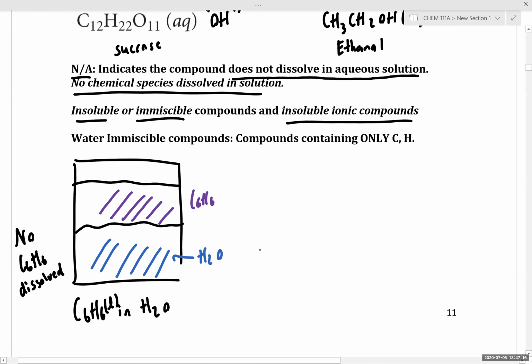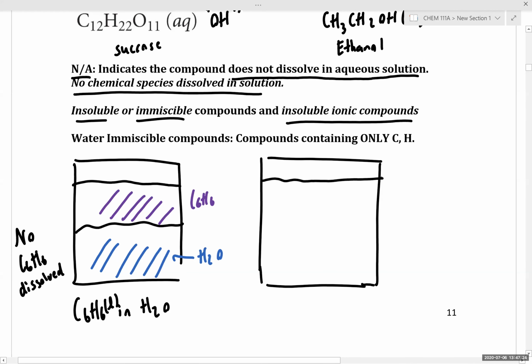Okay, another example would be insoluble ionic compounds. So would someone like to give an example of an insoluble ionic compound? And there are a lot of them, so you can really take your pick, whichever one strikes your fancy. What's an example of an insoluble ionic compound? Sure, calcium carbonate.